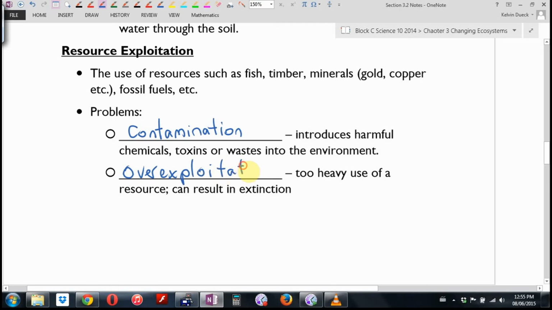Overexploitation. Too heavy use of a resource can result in extinction. When I was in grade 3, I wrote a paper. We were asked to pick the major industries of BC, and so I picked what at that time was the second biggest industry in BC. It was salmon fishing. I doubt salmon fishing is even top 10 anymore. Oops, we fished too many.